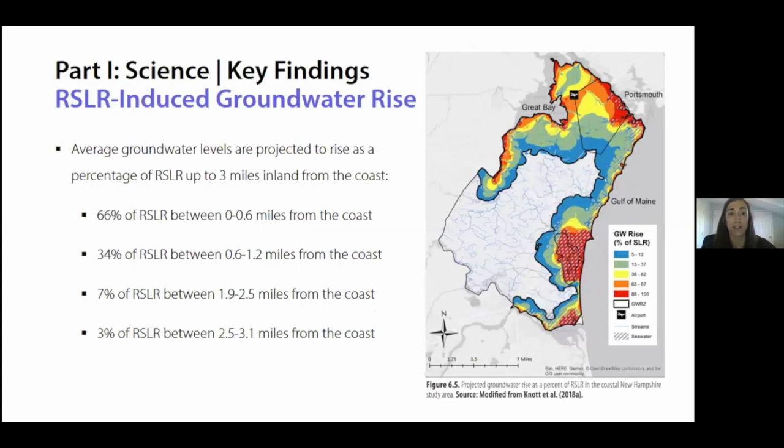Next, part 1 science also explains that groundwater levels are expected to rise as sea level rises in areas up to 3 miles inland from the coast. As shown on the figure on the right, groundwater levels are expected to rise as a percentage of sea level rise, with the magnitude of that rise generally expected to decrease the further you get away from the coast. Note, however, that this figure is not showing flooding resulting from groundwater rise. Whether projected groundwater rise is going to result in flooding is largely going to depend on the present day depth to groundwater.